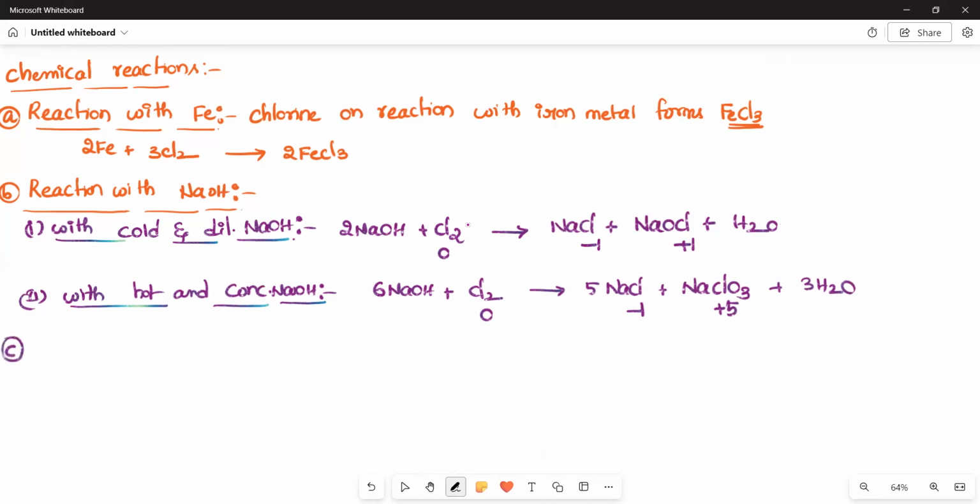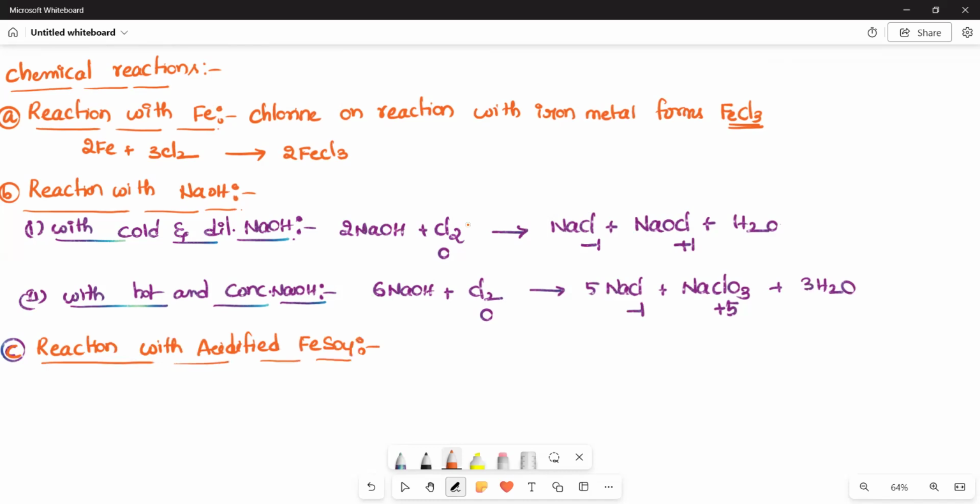Next, the third reaction: reaction with acidified ferrous sulfate, FeSO4. In FeSO4, the iron oxidation state is +2. So what will chlorine do? It will convert the iron into +3. Chlorine oxidizes acidified ferrous sulfate to ferric sulfate.